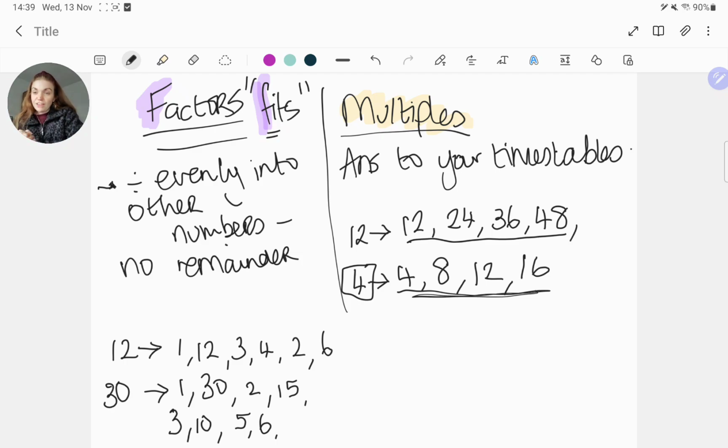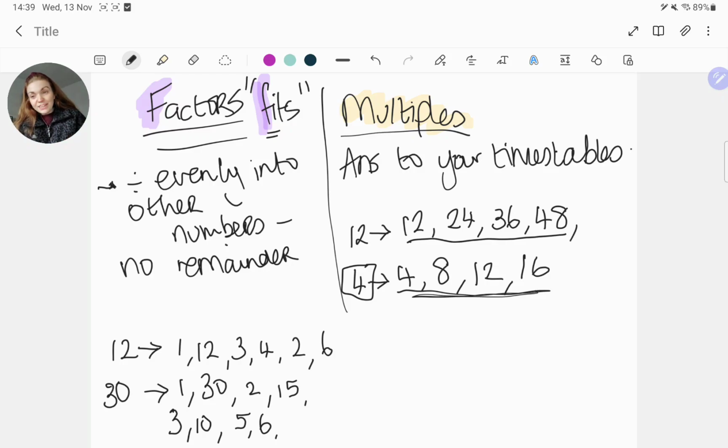You can see there we've done the factors of 12 and the factors of 30. There's a finite number of factors, so there's only a certain number of numbers that divide into a number evenly with no remainder. Then we have multiples. Multiples are big numbers. These are the answers to your times tables. For example, the first 4 multiples of 10 would be 10, 20, 30, 40.